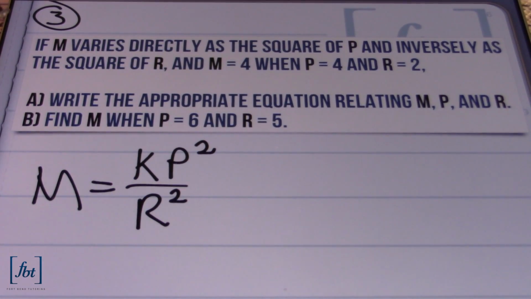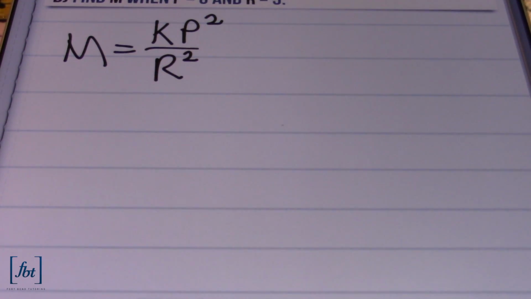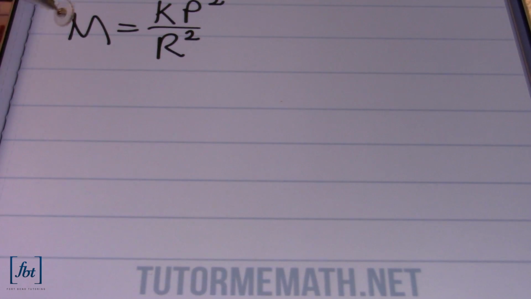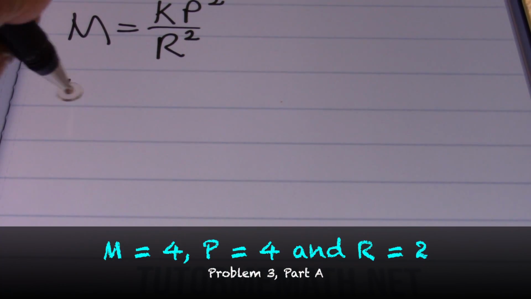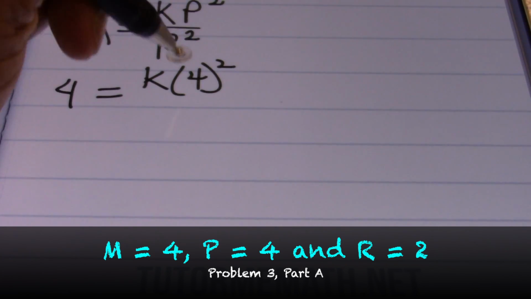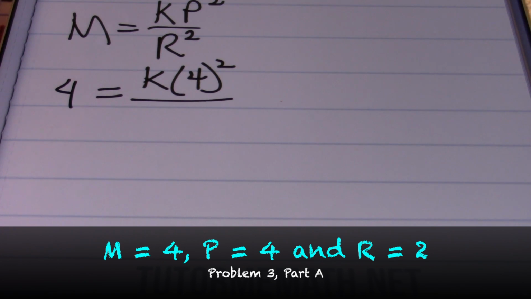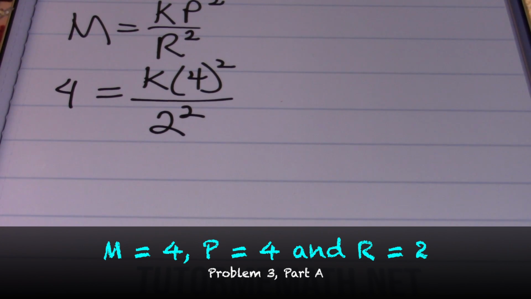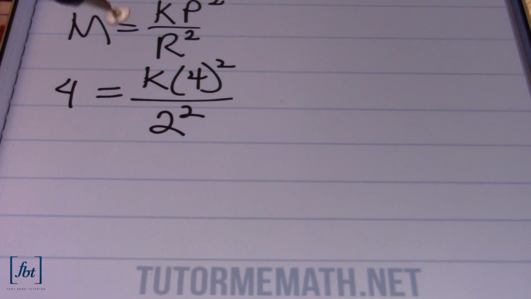So it looks just like this. This is my combined variation equation. That's the setup for it. We're going to then solve for our constant of variation by replacing the m, the p, and the r values with the information given in the problem. So I know that m equals 4 when p equals 4, and we'll square that, and then that's going to be divided by my value of r, which is 2 squared. So my value of r is 2, and we square that based on our setup here. Simplifying this, we'll be solving for k.